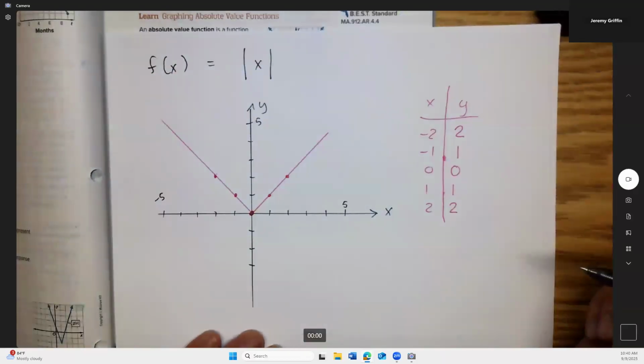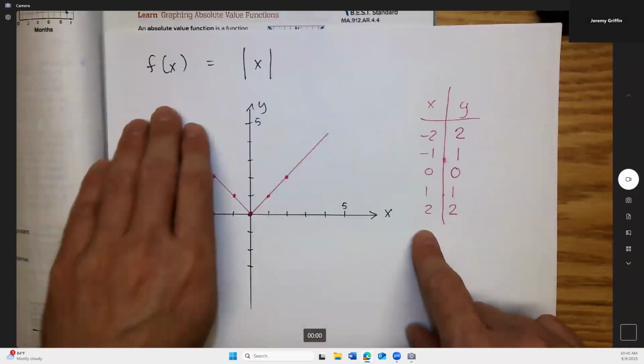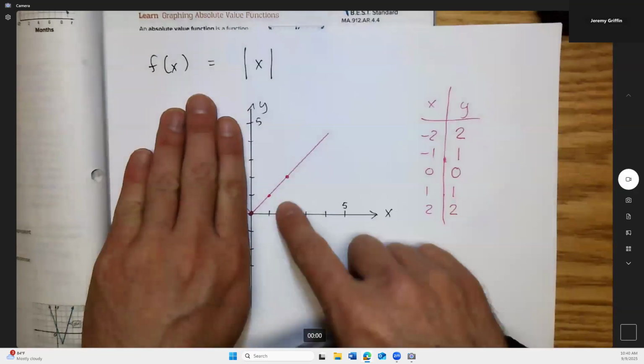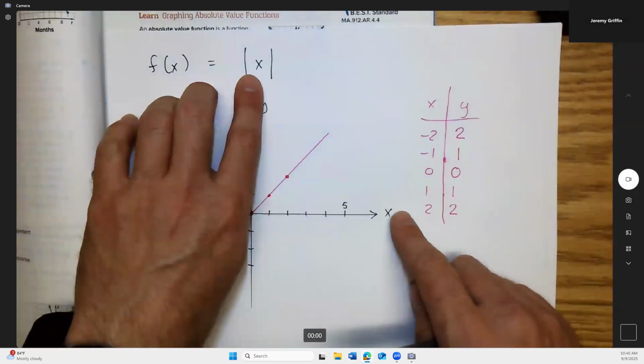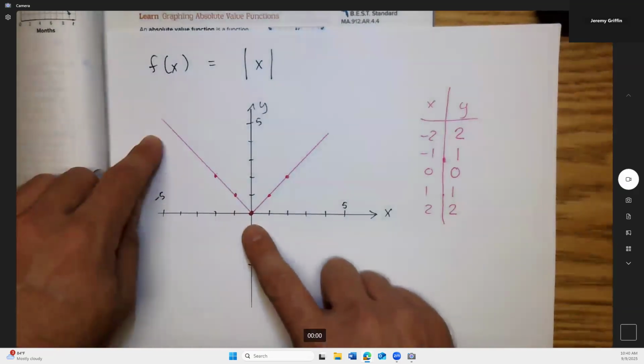It's a V shape. You see that V shape? Guys, if x is positive, the absolute value of x would just be x. It's just y equals x. And if x is negative, it just negates the negative and makes it positive. So it's like negative x is like that.